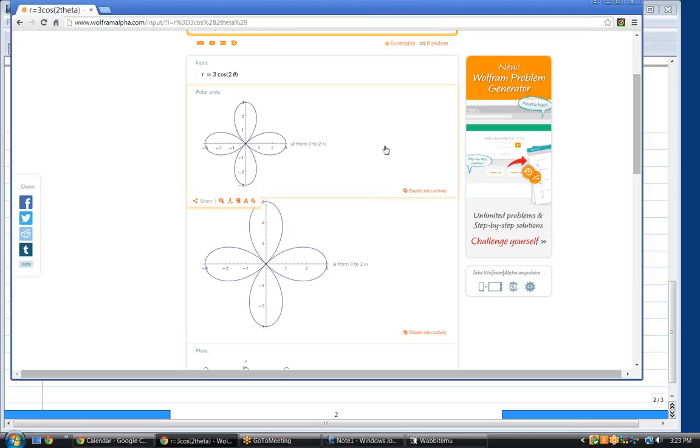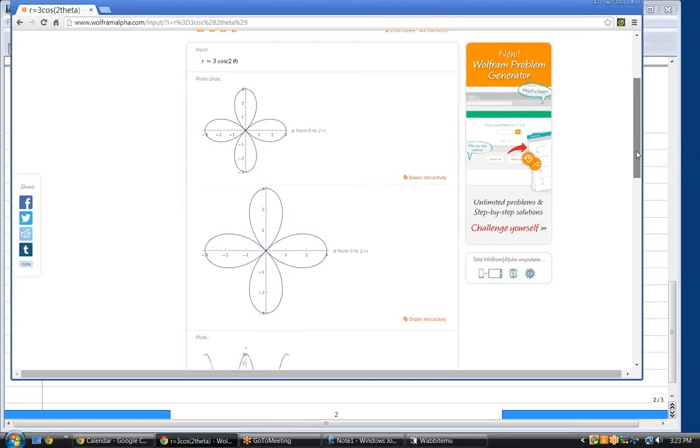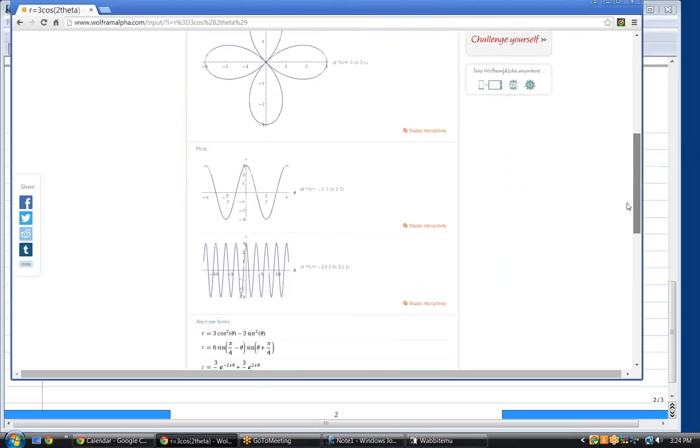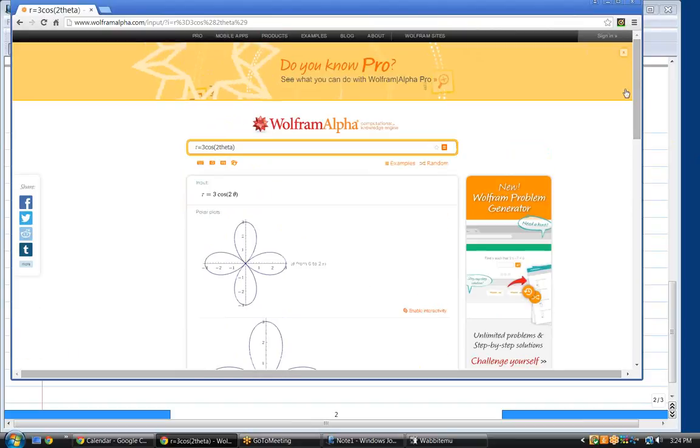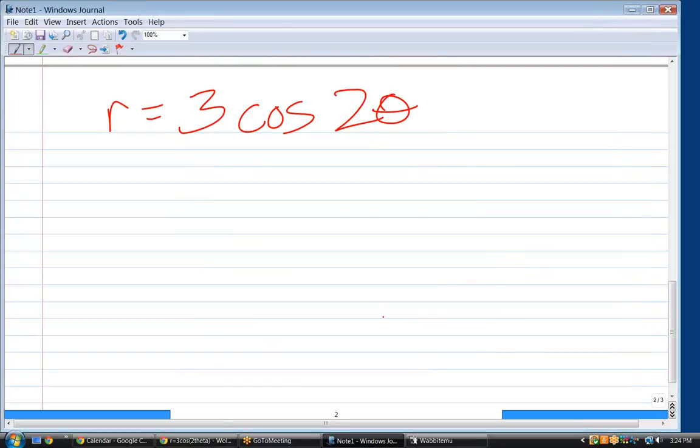Is that all they're asking you to do here, is graph these? Yeah. Okay. And they want you to do it with your calculator, not manually? No, yeah, with your calculator.